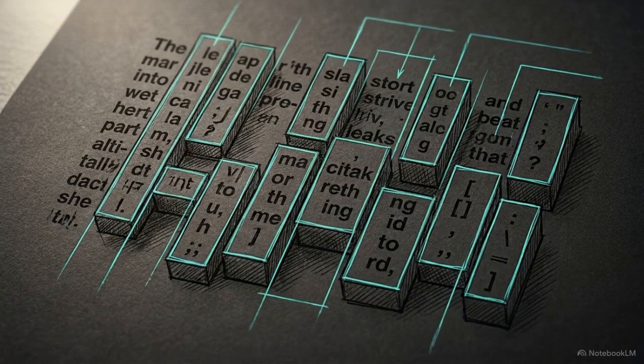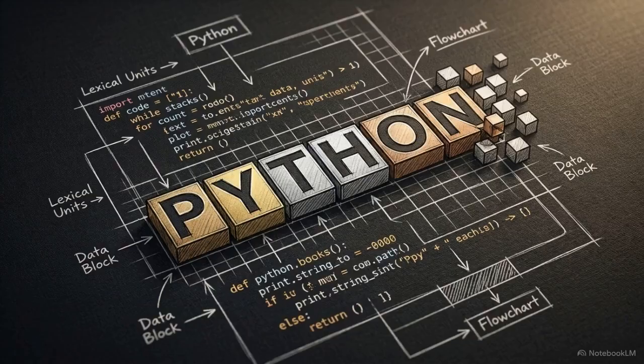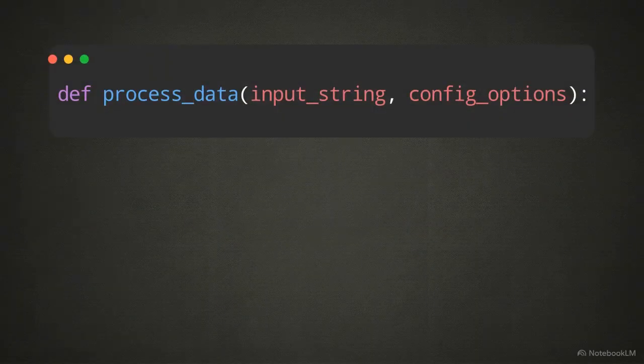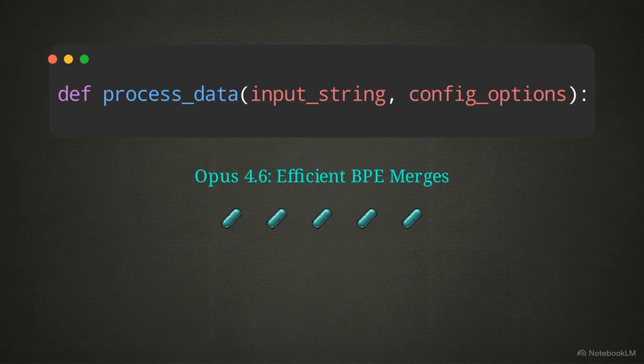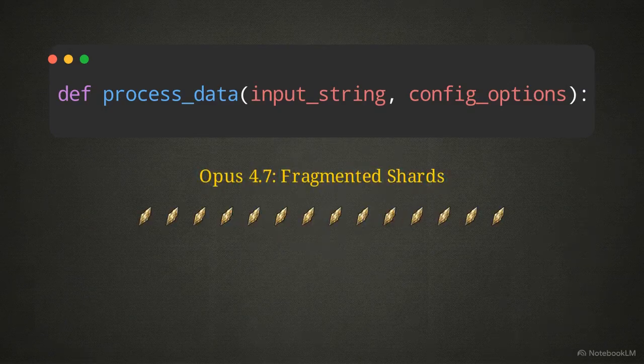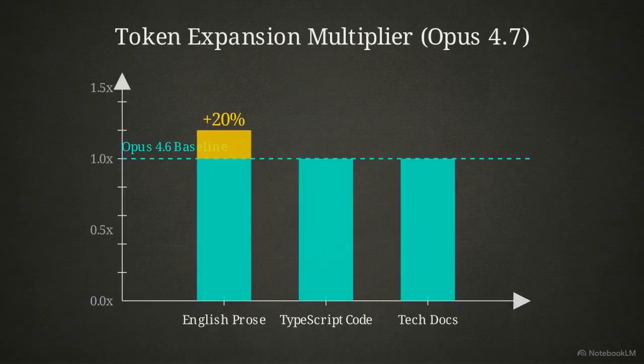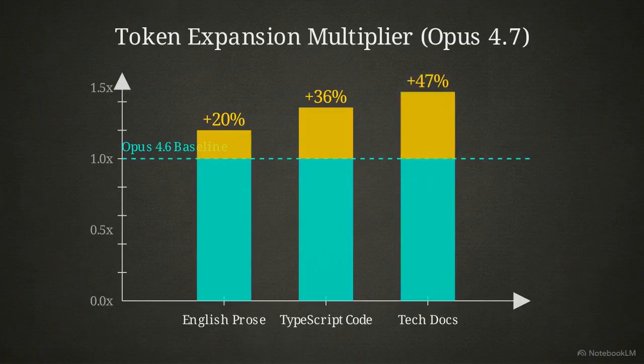Large language models process text as tokens, created through byte pair encoding. Opus 4.7 ships with a new tokenizer that alters subword merges specifically for English and code. Look at this Python function. Opus 4.6 groups strings into large efficient tokens. Opus 4.7 fractures the exact same syntax into denser blocks. Real-world tests show prose expands by 20%, TypeScript jumps 36%, and technical docs inflate by 47%.